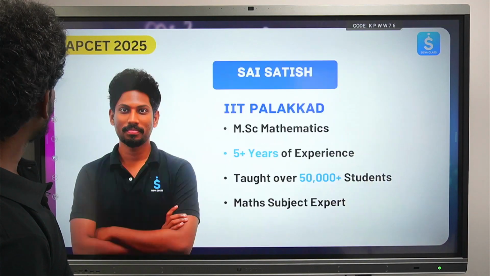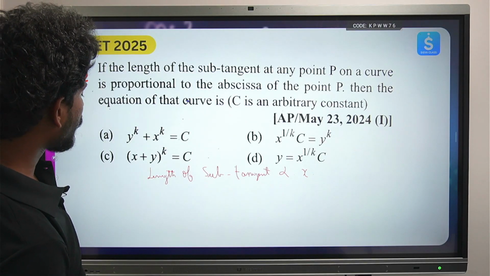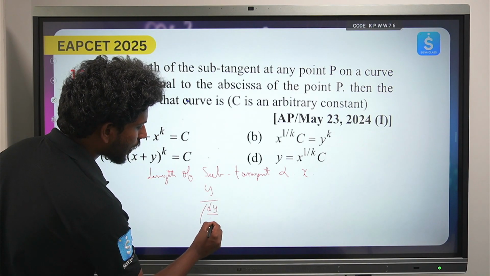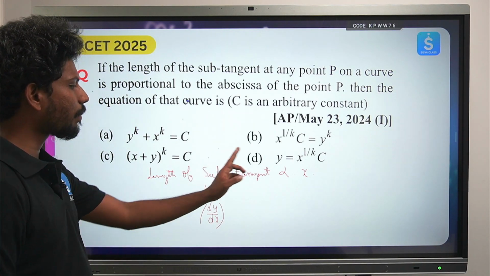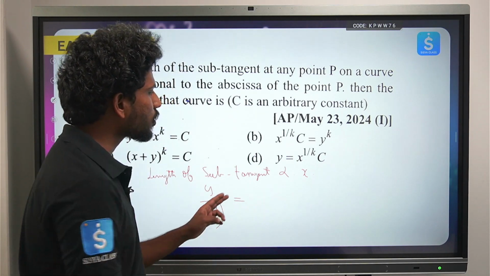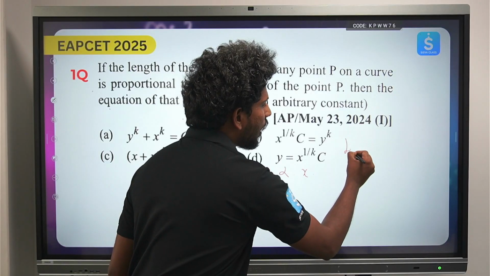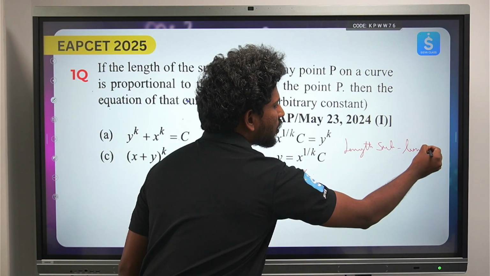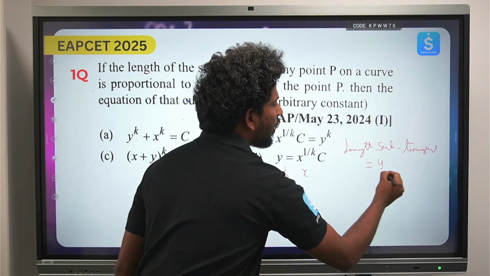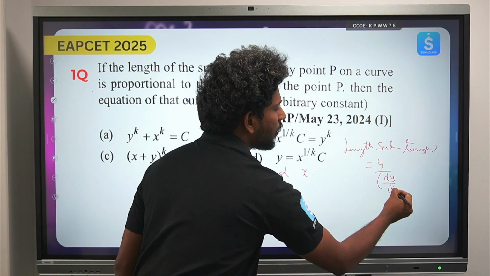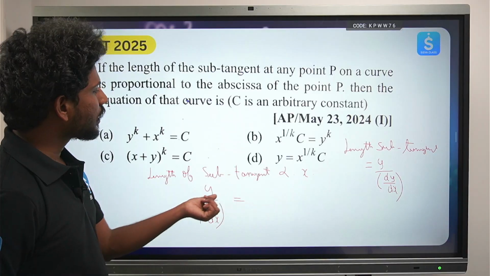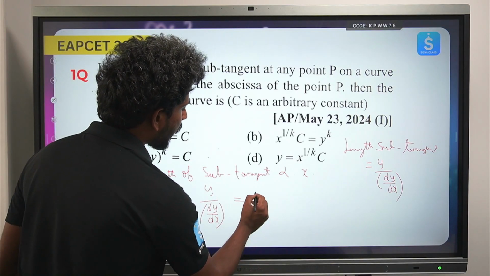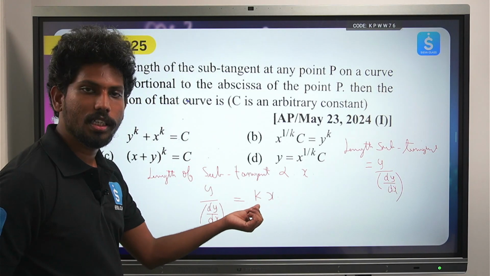If you see here, the length of subtangent is given by y by dy by dx. Okay, so this is the length of subtangent. Now he is saying this is proportional. So note down the length of subtangent, we can derive it directly from there. So the length of subtangent is equal to y by dy by dx. This is equal to, he is saying it is directly proportional to x. So can I take it as k times x, right? This k is called the proportionality constant.